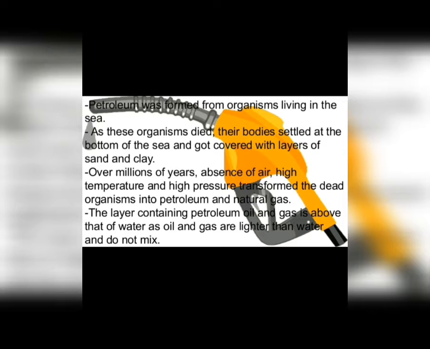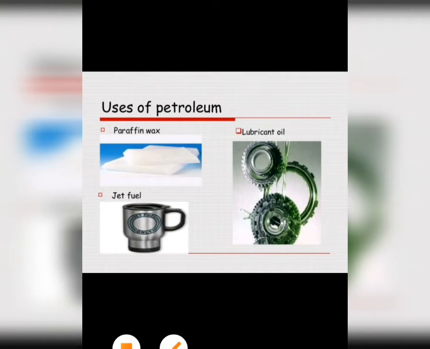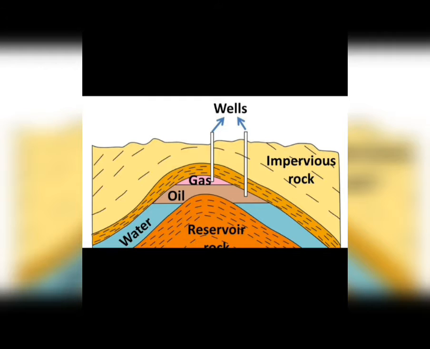The petroleum thus formed got trapped between two layers of impervious rocks, and thus formed an oil deposit there. Petroleum occurs deep under the surface of the earth between two layers of impervious rocks. That means the rocks trapped this petroleum. Petroleum can't escape from these rocks, so it got deposited there.